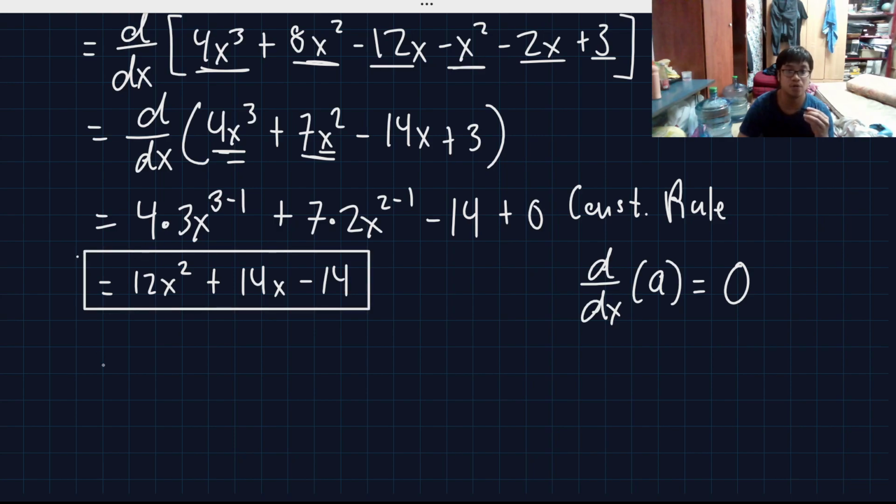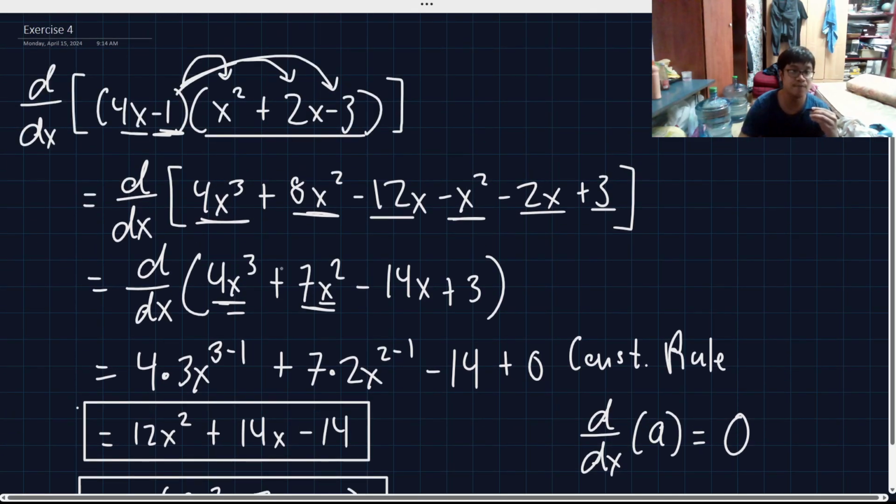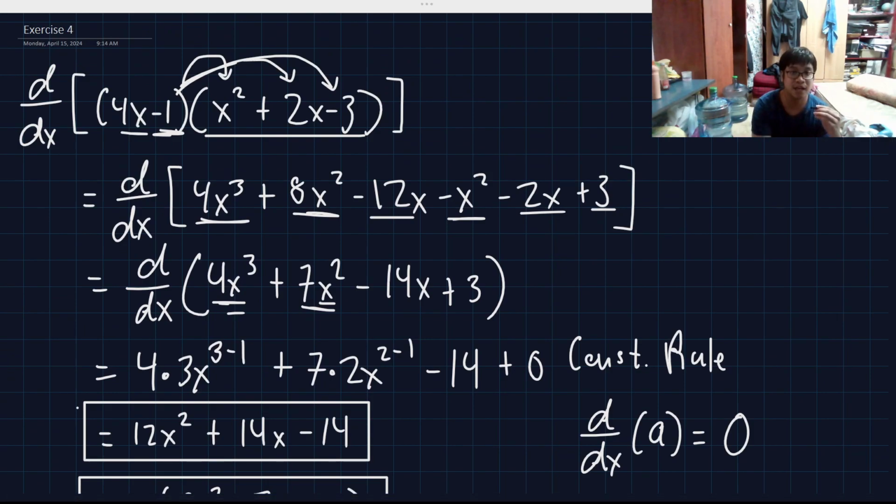That's it. All right. Or we can still simplify this because all of them are divisible by 2. So we can factor out 2 here and we will have 6x squared plus 7x minus 7. All right. There we go. And that's it. So now I'm done explaining how to get the derivative of this given function where they are in factored form. So now let's proceed to the next problem.